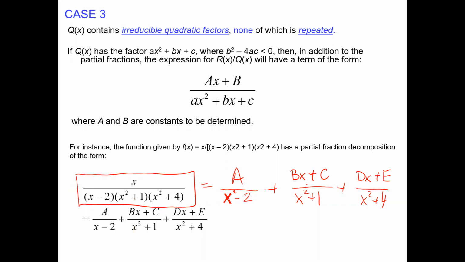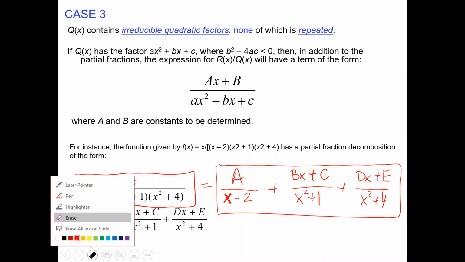Please remember, when setting up the partial fractions for case 3, the irreducible quadratic factors, we have to put the entire expression, like bx plus c, dx plus e, mx plus b. Any letter is allowed, but we have to have a linear expression. I will remove that one because it looks like a square.